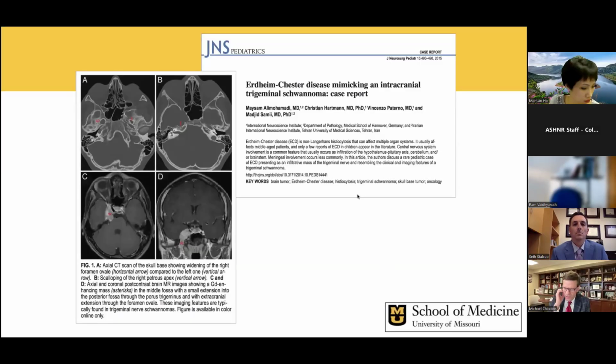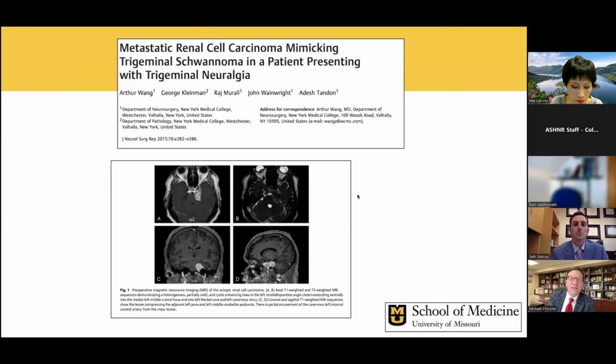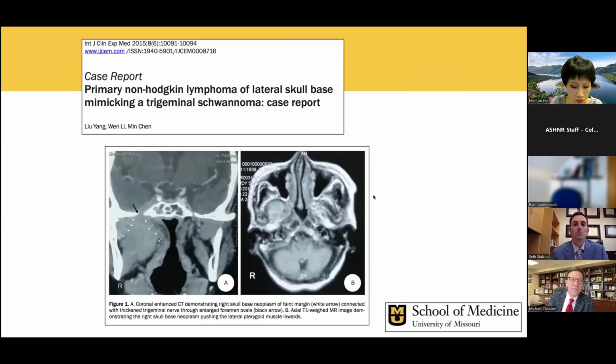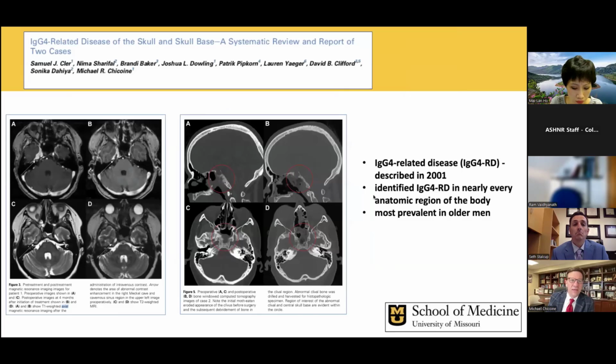So when we think of lesions in the various cranial base fossae, think about what the differential is. I threw in just a few slides of some of the mimics. One concept is we want to make sure we are approaching the correct pathology. So here's an unusual case of Erdheim-Chester disease, a renal cell metastasis, an aneurysmal bone cyst, here a lymphoma, here a couple of cases of IgG4-related disease.